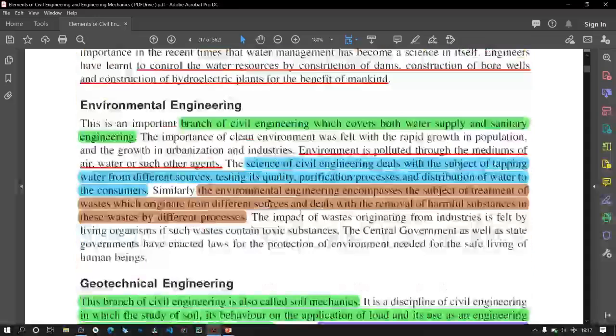Environmental engineering is also there; write only the highlighted part. In environmental engineering, the work should not harm the environment. That's how to do it. Environmental engineering is mainly about how to protect the environment. So mainly it contains all these things.